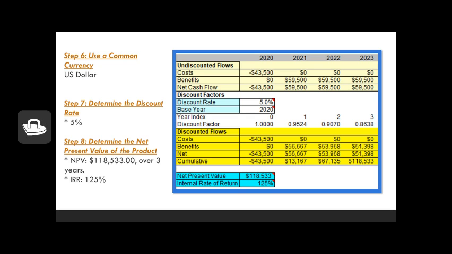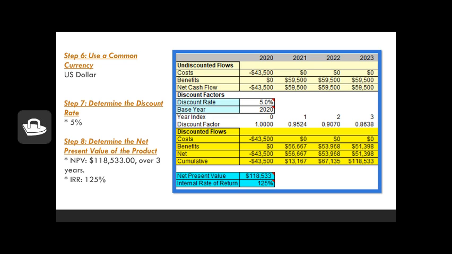And now the fun part. For step 8, we put all of our costs and benefits together and we calculate the net present value of this investment. So as you can see from the top, in year 2020, we only see the total cost of the event. The benefits don't start to be realized until 2021 and into 2023, the third year. Under the discounted cash flows, you can see how the benefits are discounted from year to year, and we end up with a total net present value of $118,533 for the project over 3 years.